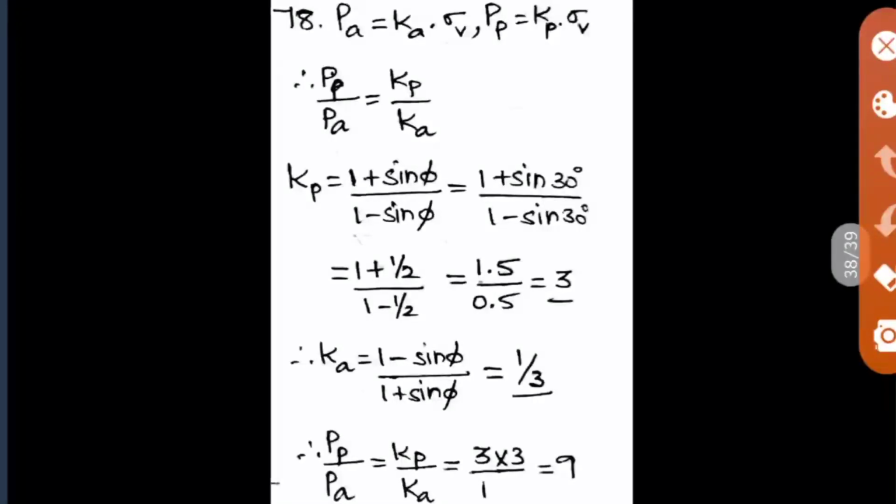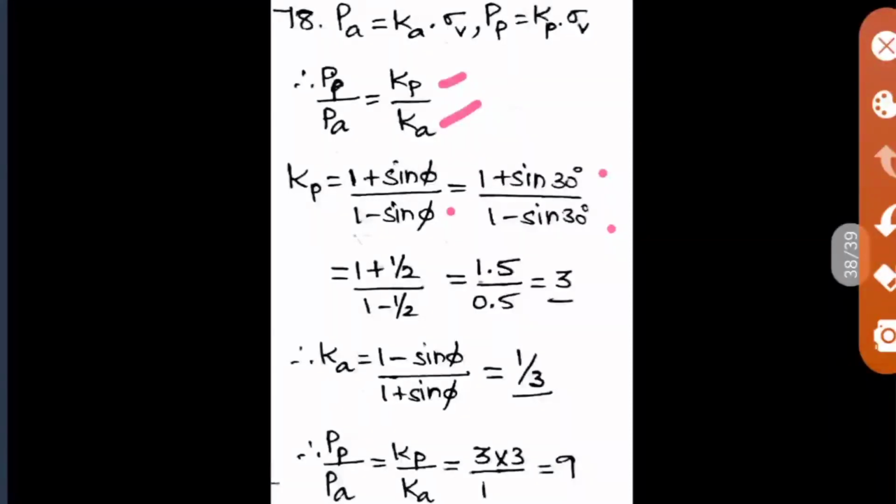The ratio of Pp by Pa is asked in the question, that is, the ratio of the passive pressure and active pressure. So Pp by Pa is equal to Kp by Ka, because sigma V will get cancelled. Now we want to find Kp and Ka. Kp is 1 plus sin phi by 1 minus sin phi. Here the phi value is given as 30 degree. So 1 plus sin 30 by 1 minus sin 30 is 1.5 by 0.5, which is equal to 3.